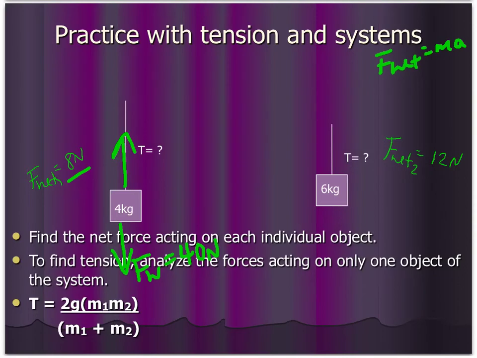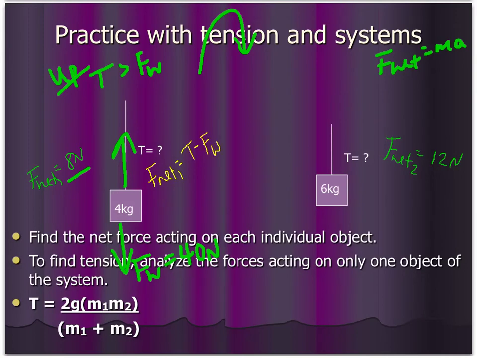Now, I know that this system is going to go up around the pulley this way because that 6 kilogram mass is causing that net force in that direction. So because this 4 kilogram block is going to be moving up, that tells me that tension has to be bigger in this case for that 4 kilogram block than its FW. So that's going to allow me to write an F net for this particular situation here, which says the F net on this block is going to be equal to tension minus FW.